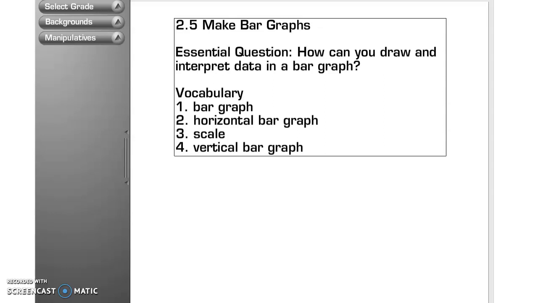Today is 2.5 Make Bar Graphs. Our essential question is, how can you draw and interpret data in a bar graph?